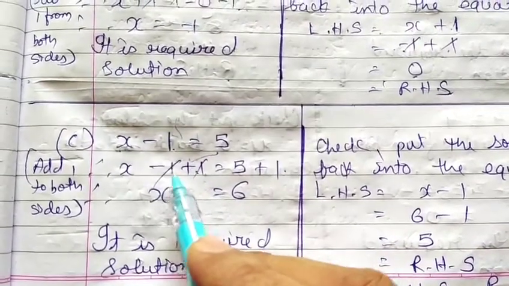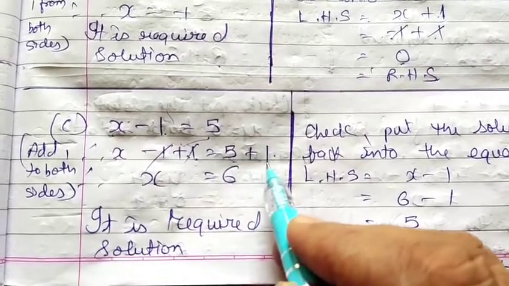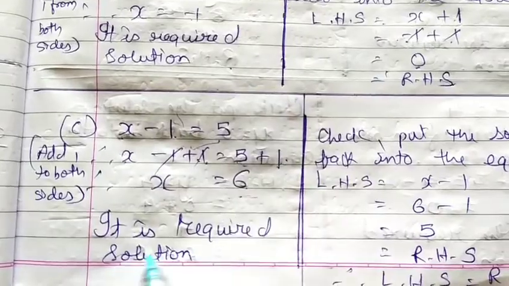By doing so, negative 1 and positive 1 will get cancelled. That means what is left now? x is left. Now here on your right hand side, 5 plus 1, that is 6. Now here I got the value of x, 6. It is the required solution.